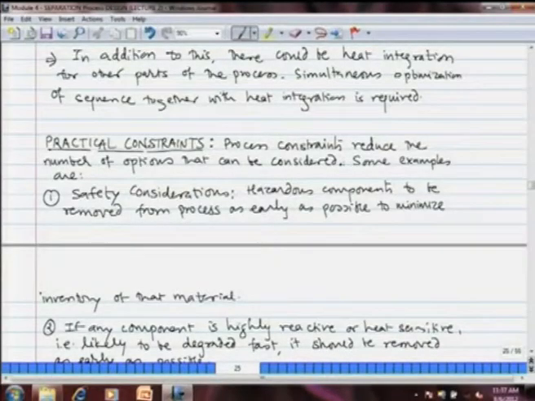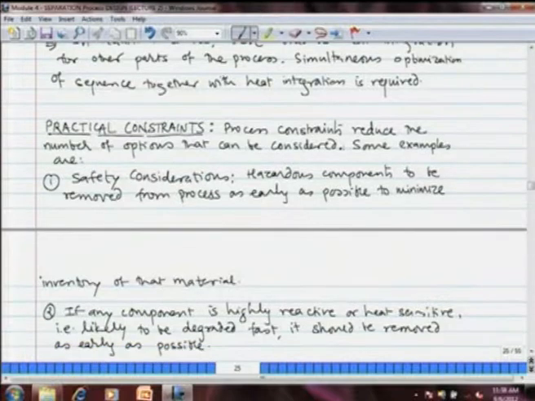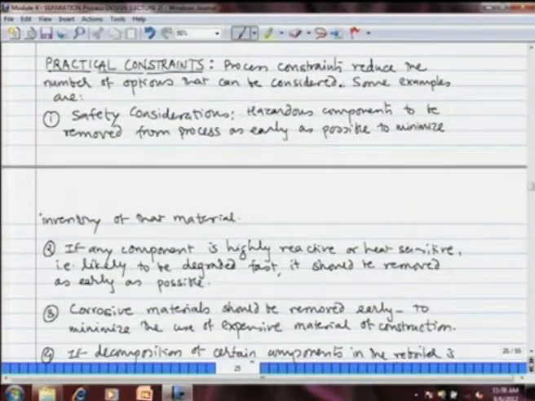However, least total vapor load or flexibility in heat integration may not be the only criteria. There are some practical constraints in choosing the best sequence of distillation columns. The practical constraints are as follows, and these reduce the number of options that can be considered. First is the safety consideration. Hazardous components are to be removed from the process as early as possible to minimize the inventory of that material.